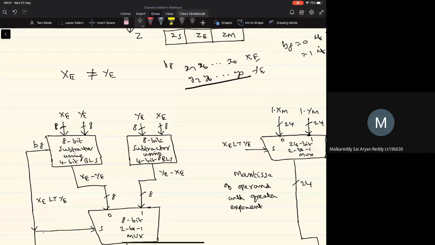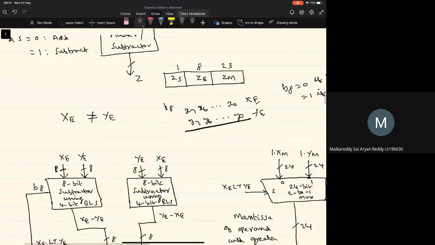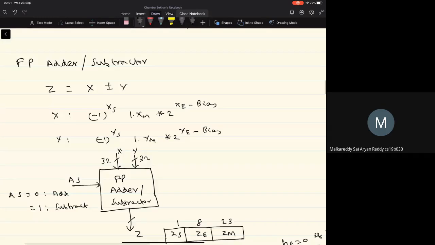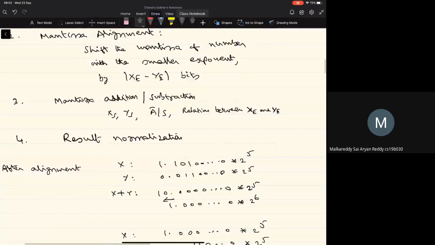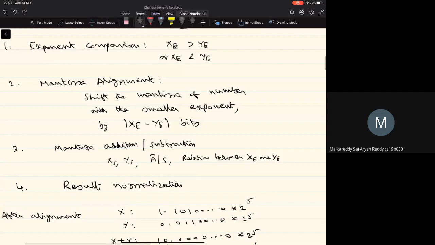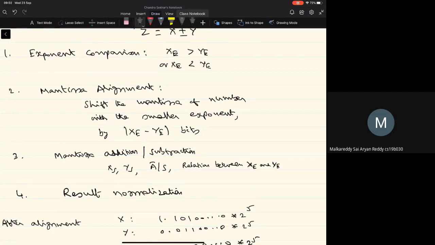Basically, what we are doing is coming up with the design of each of the modules to implement the different steps in performing the floating point addition subtraction operation. Just to make you recall, the four major steps are the comparison of the exponents and determining which of the exponents is greater. Then doing the mantissa alignment that involves shifting the mantissa of the number with the smaller exponent by the number of bits equal to the absolute difference between the exponents.